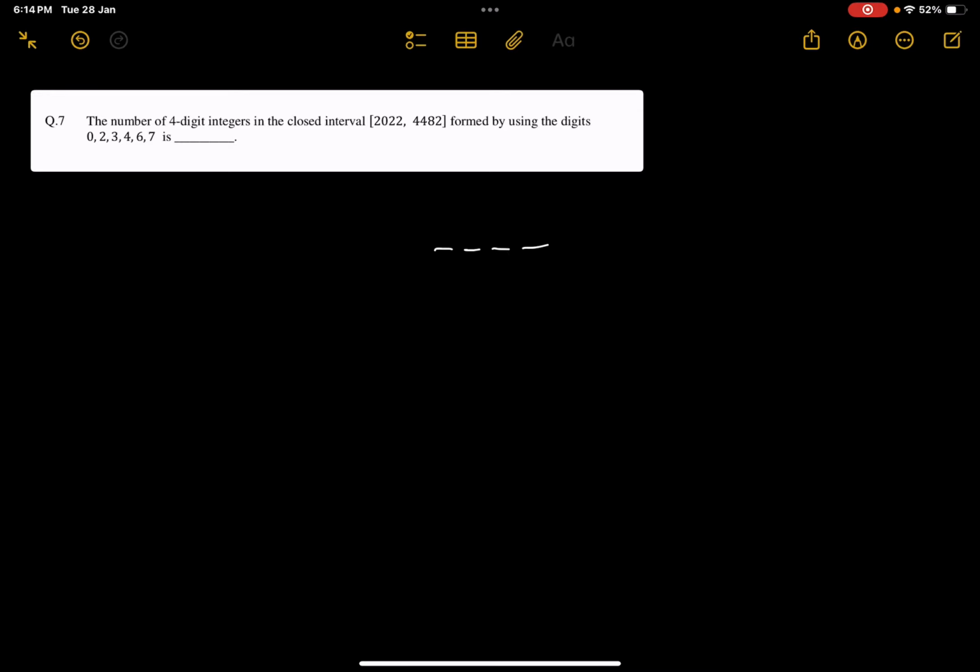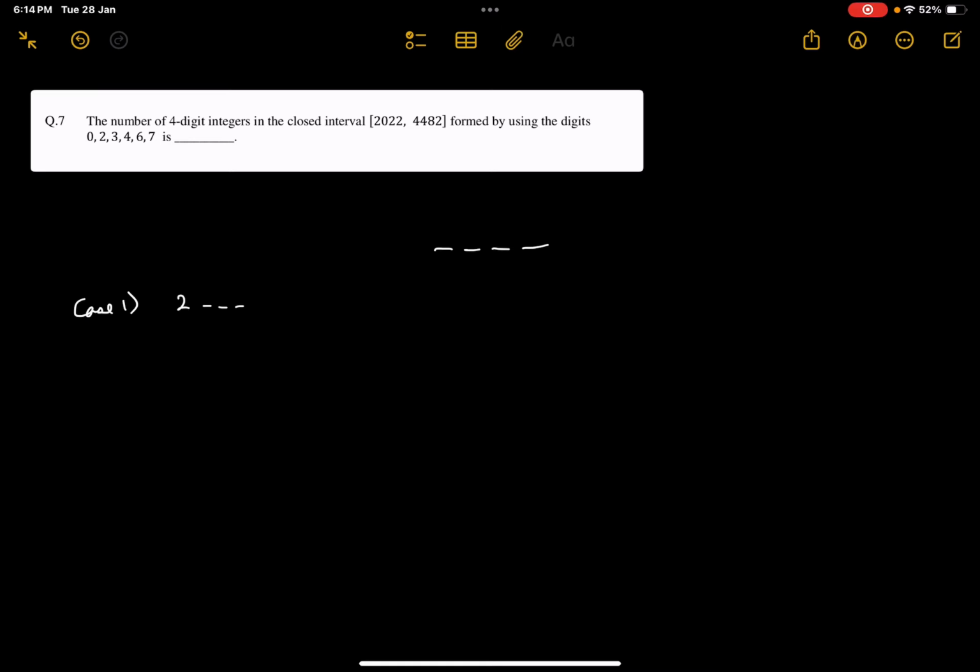So we have 4 digits. So this digit cannot be 0 or 6 or 7 definitely. It can be 2, 3 and 4. So case 1, it is a number of this form. So notice that if it starts with 2, the hundreds place cannot be 0 because no, it can be 0.